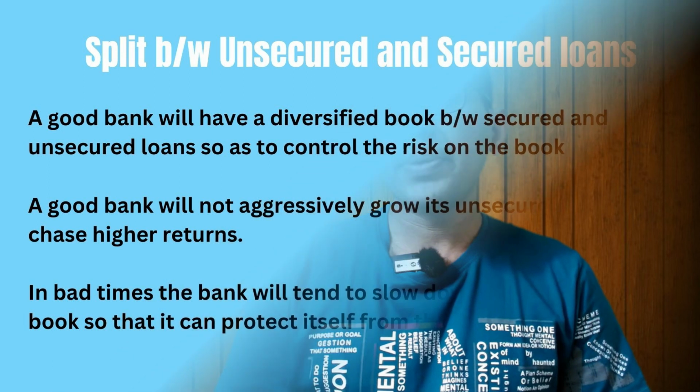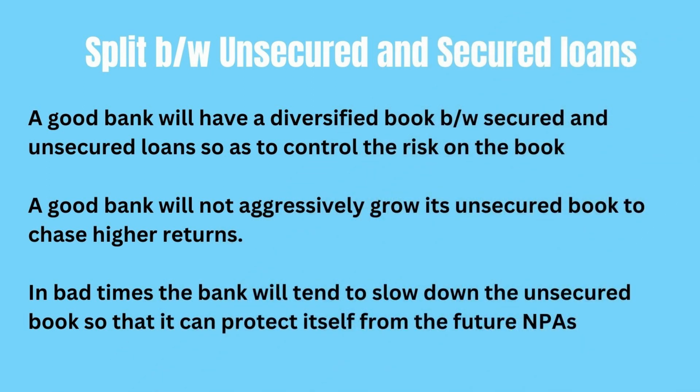So the yield of 14, 15, 16% is not bad, but what I am saying is the risk on the books is much higher than the risk on the books of a large bank, which could be an SBI or a Kotak or an HDFC or an ICICI. The risk on IDFC First Bank or a Federal Bank could be much higher. As I have already said multiple times, the split between secured and unsecured book is very important.